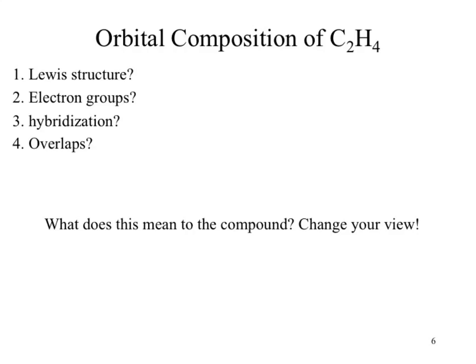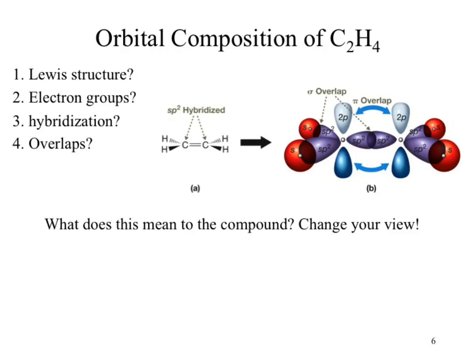So, if we tried this around with a slightly more complex structure, we could look at the orbital overlap, or our orbital composition for ethene, C2H4. We could look at the Lewis structure, the electron groups, the hybridization, and evaluate all of the overlaps. And your textbook does a really nice job of drawing all of this. There's a couple things that become interesting within this.